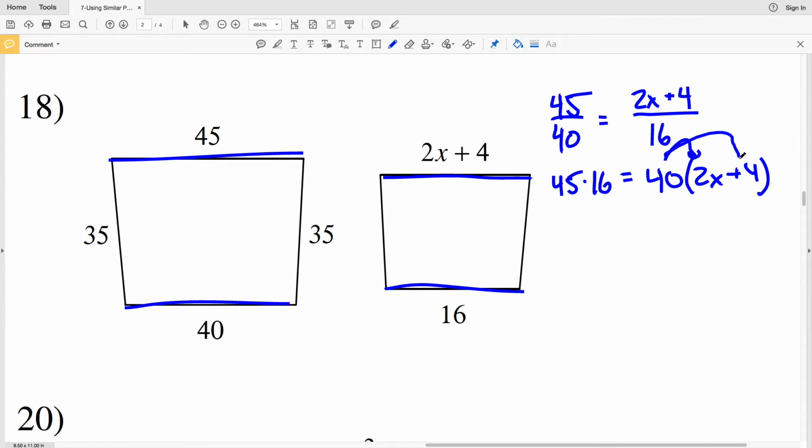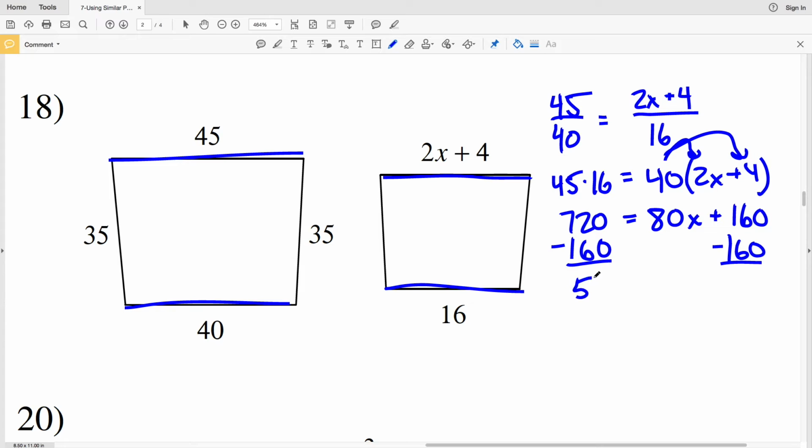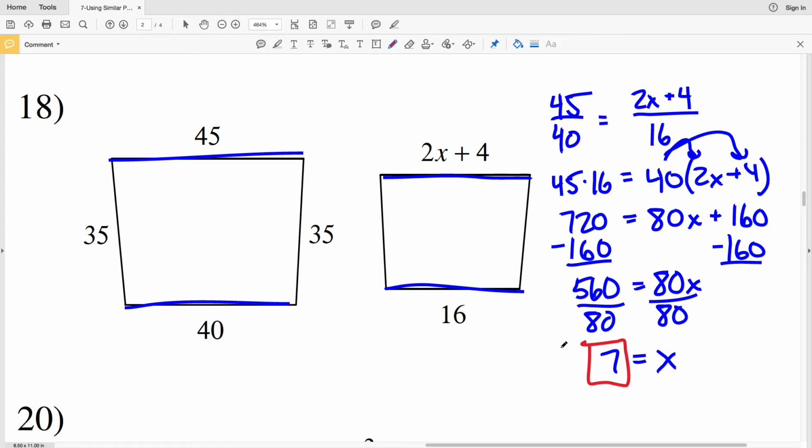Next, I'll distribute the 40, and I'll also multiply 45 by 16. 45 times 16 is 720, and that's equal to 80x plus 160, since 40 times 2x is 80x, and 40 times 4 is 160. Subtracting 160 from both sides, I'll have 560 equal to 80x. And when I divide by 80, I'll get that 7 is equal to x, since 80 times 7 is 560. So 7 is my solution in number 18.